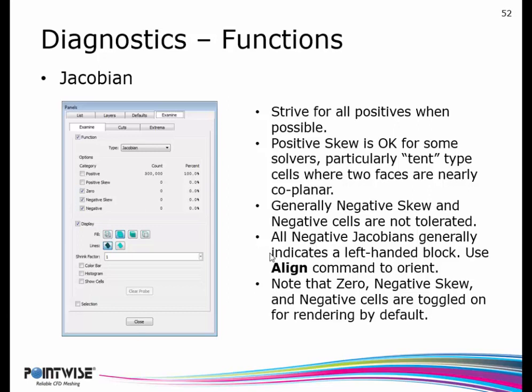Generally negative skews and negative cells, of course, most solvers are not going to like those. Anytime you read a block into the examine command for Jacobian and it shows you that all of the cells have negative Jacobian, that usually means it's left-handed. And you just need to use the edit align command to change the computational coordinates for that block.